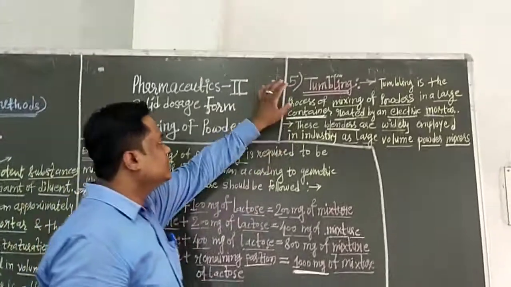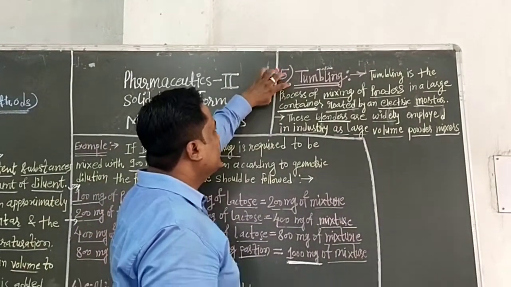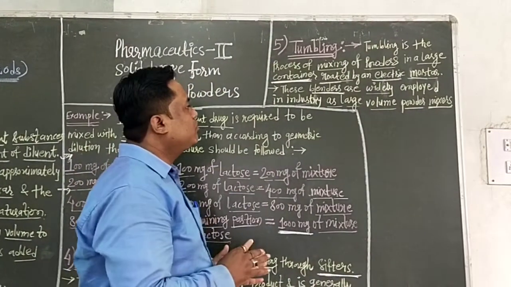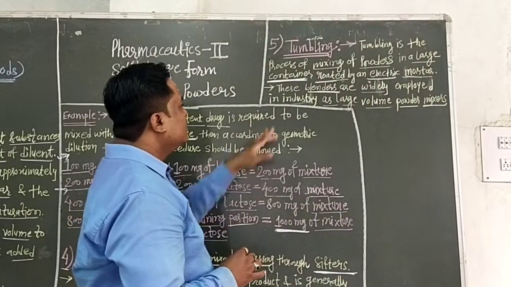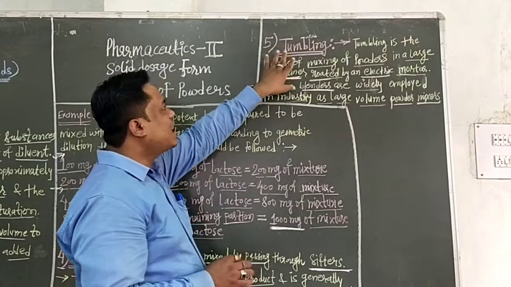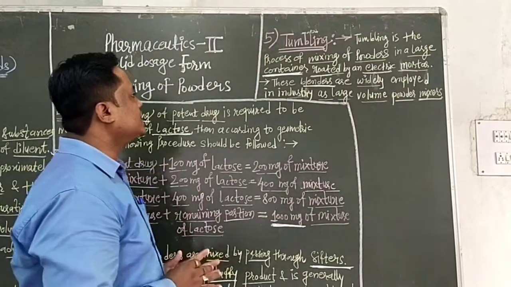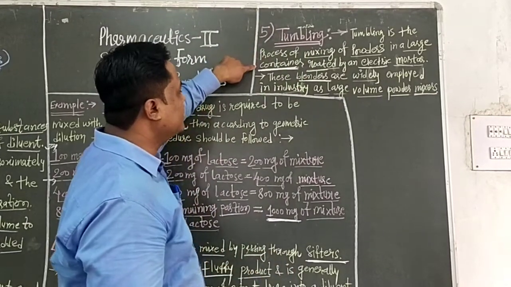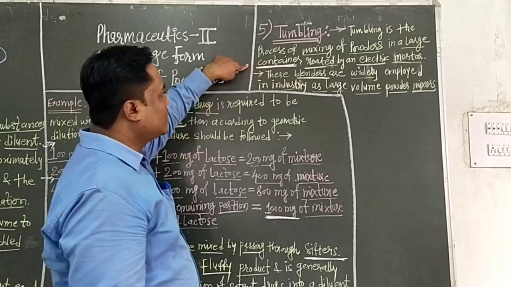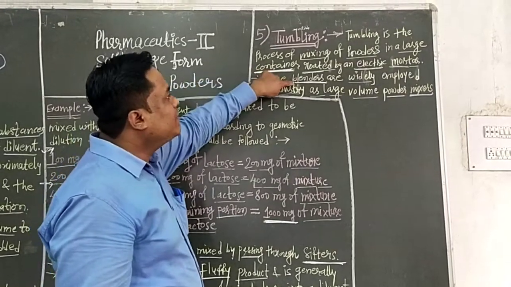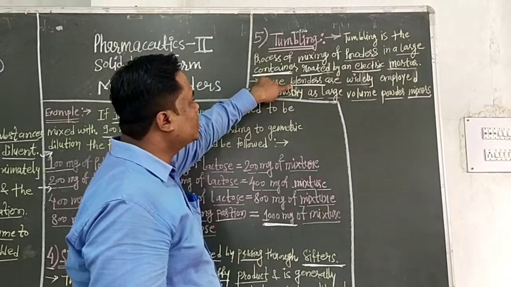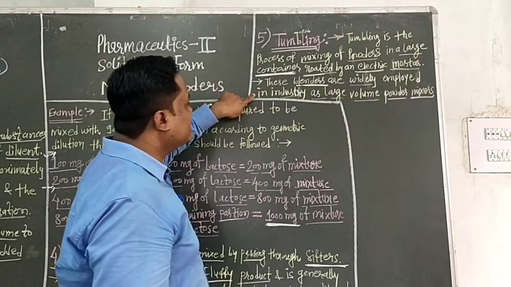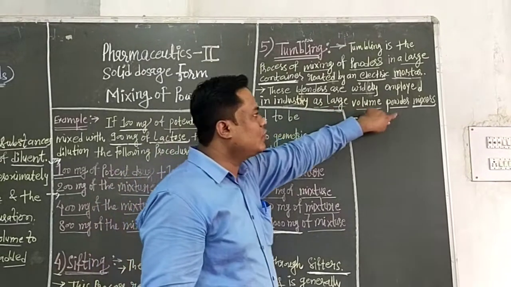And the last method is called tumbling. The tumbling process is used in industry, and with the help of blenders you mix large amounts of powder. It is a large scale process for mixing of powders in industry. Tumbling is the process of mixing powders in a large container rotated by an electric motor. These blenders, attached for mixing of powders and rotated by electric motors, are widely employed in industry as large volume powder mixers.